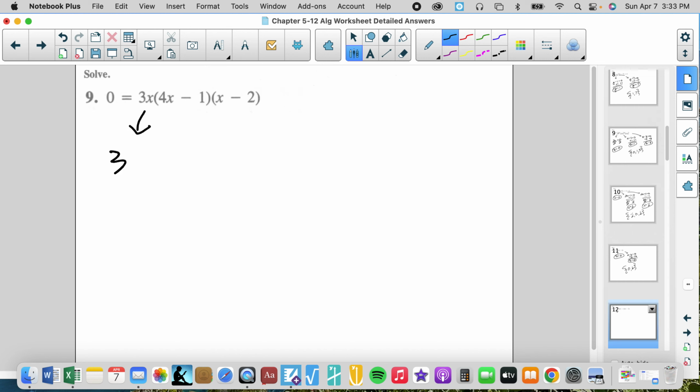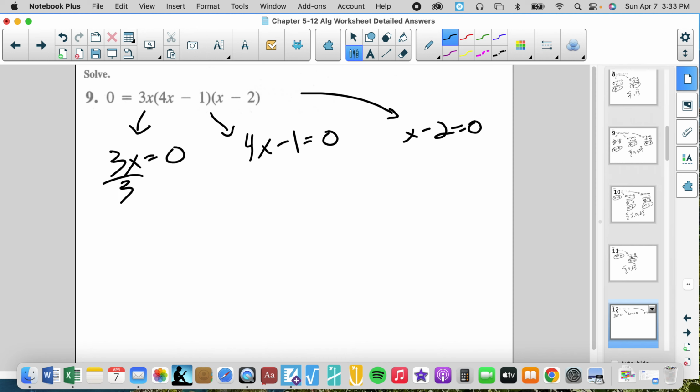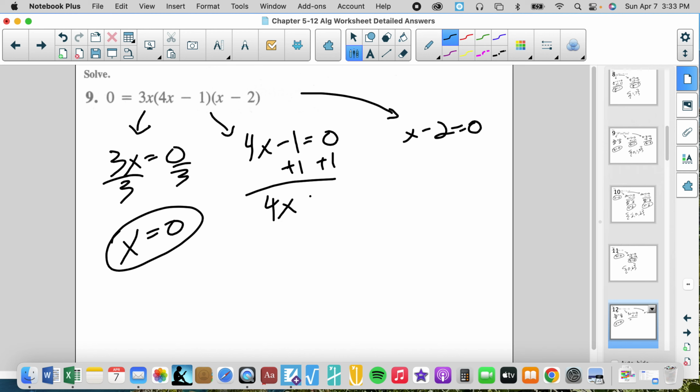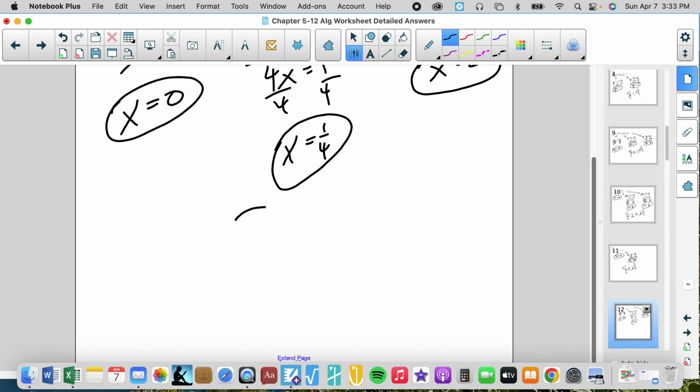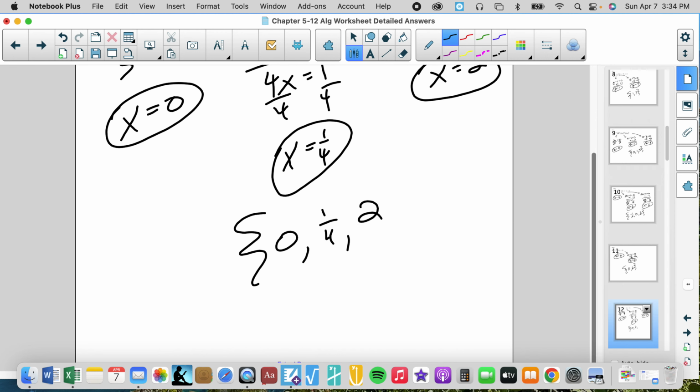We have 3x equals 0. We have 4x minus 1 equals 0. And we have x minus 2 equals 0. Divide by 3. x equals 0. Add 1. You get 4x equals 1. Divide by 4. x equals 1/4. Add 2. x equals 2. So numerical order is going to be 0, 1/4, and 2.